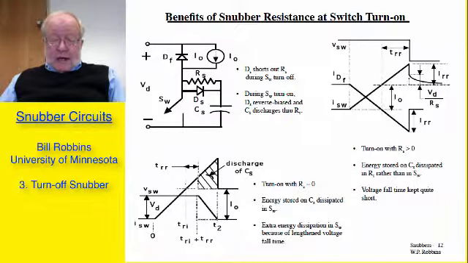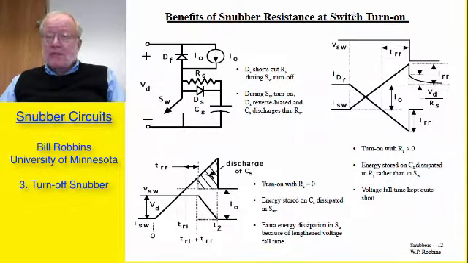In order to design a proper snubber for the turn-off, we have to worry about what happens when we turn the switch back on. The reason we have to worry about that is shown quite clearly here on the left-hand side. Here we have our switch, which has been off for a time. The capacitor voltage is at V sub D. All of the load current is going through the diode. So the diode is essentially a short, and thus V sub D is applied directly across the capacitor.